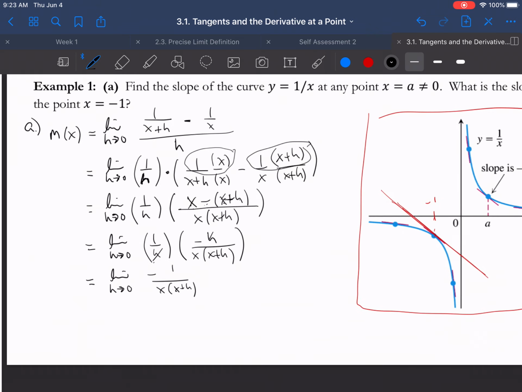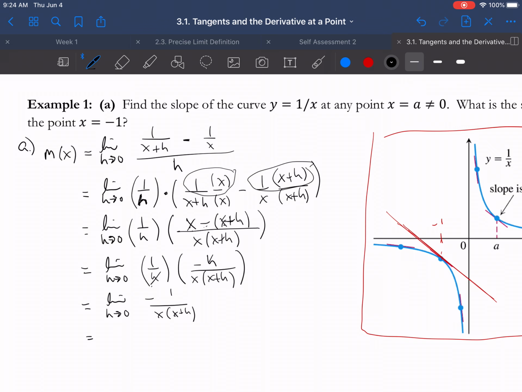And zoom in here a little bit. And this will be equal to, so I'm going to actually go ahead and take the limit. This will be negative 1 over x times x, which is x squared. All right, and so this will be our slope as a function of x. In other words, without specifying a particular point, we've just done it for any general point x. By doing this, we've come up with a function that allows us to plug in any value of x we want and figure out what the slope is at that point, okay?